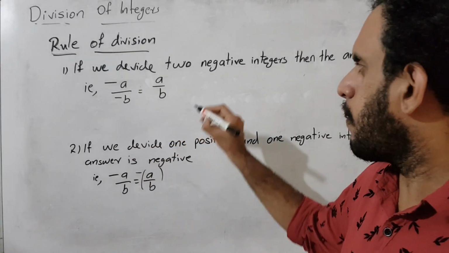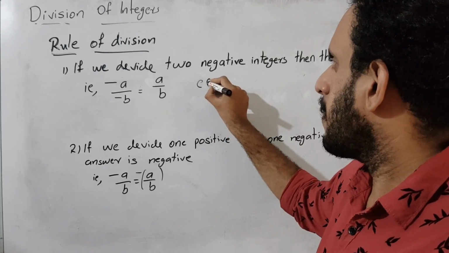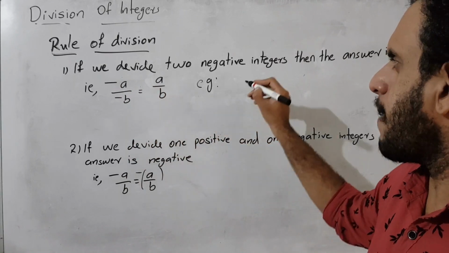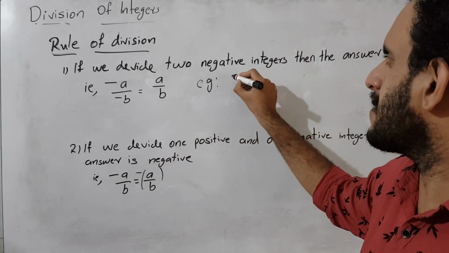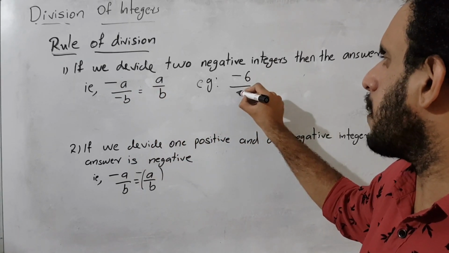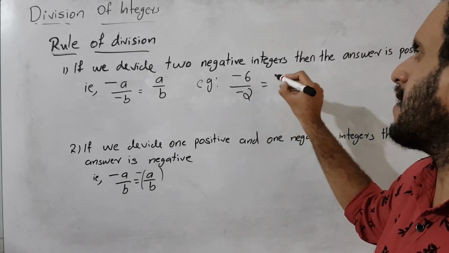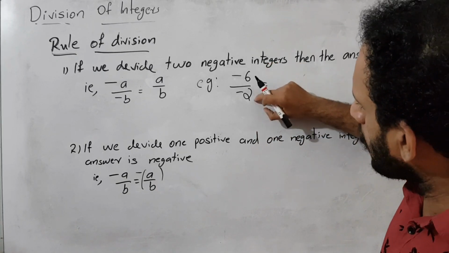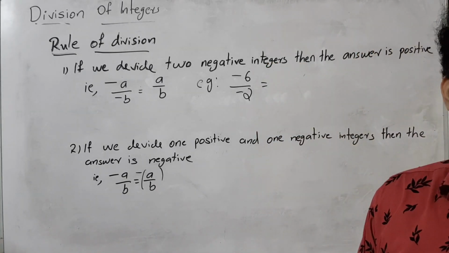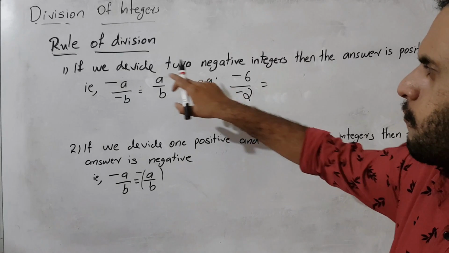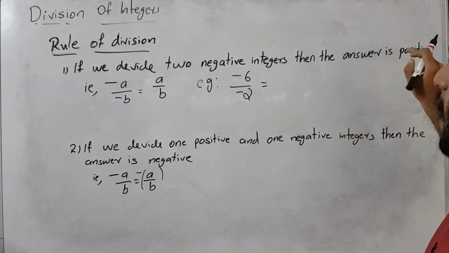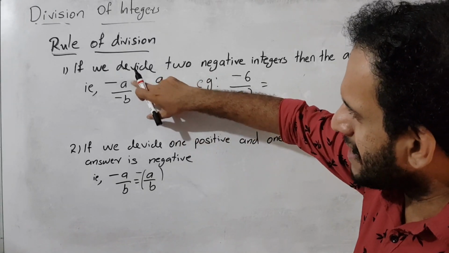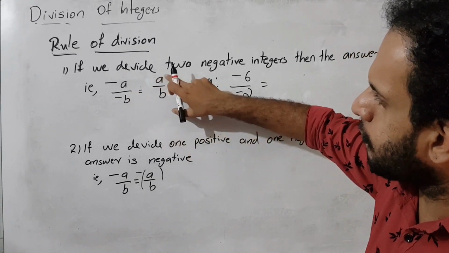Then what is the example of this one? The example is minus a by minus b. That means minus 6 divided by minus 2. Here we are dividing two negative integers, correct? Then we know that if we divide two negative integers, the answer is positive. Then we write it here, minus a by minus b is equal to a by b.